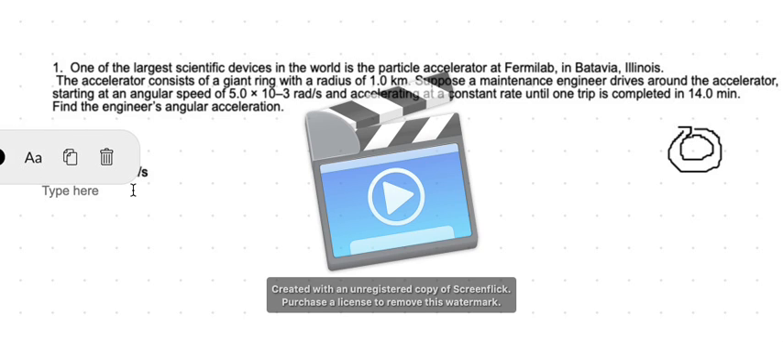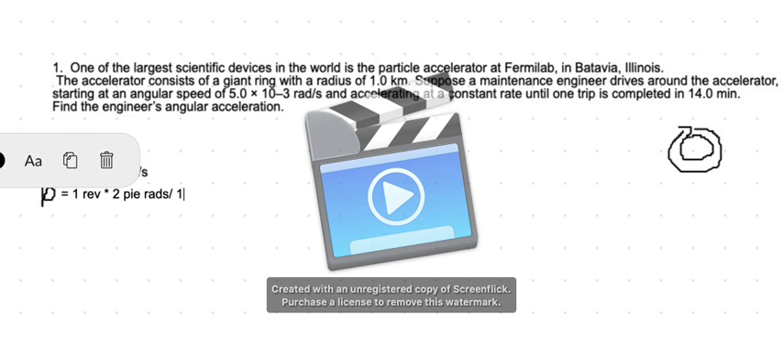Okay, then we know that he is accelerating at a constant rate, but we don't know his acceleration, and that's what we're trying to find. And we do know that he has completed one entire trip. And we know that if he has completed one entire trip, that actually tells us his displacement, or theta. And we know that that number is equal to 1 revolution around the circle, which we can then convert into radians using the conversion factor.